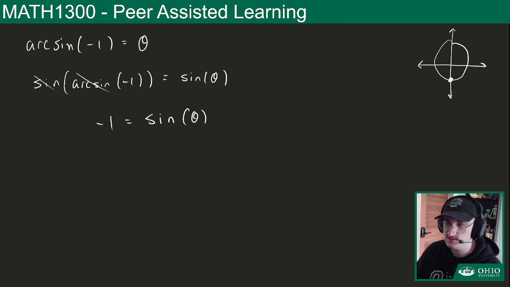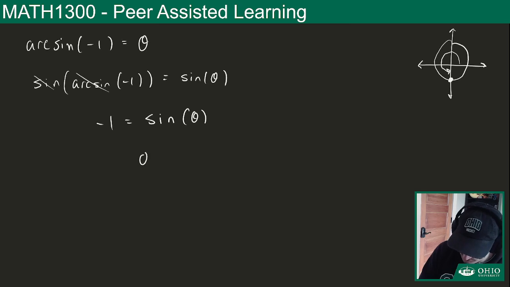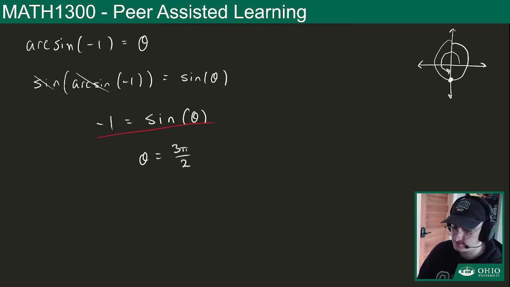Now, you want to be just a little bit careful, because you might look at this and say, okay, well, that's going to occur at 3 pi over 2. So theta equals 3 pi over 2. And in the context of this equation, that is correct. However, we're looking for the solution to this equation.